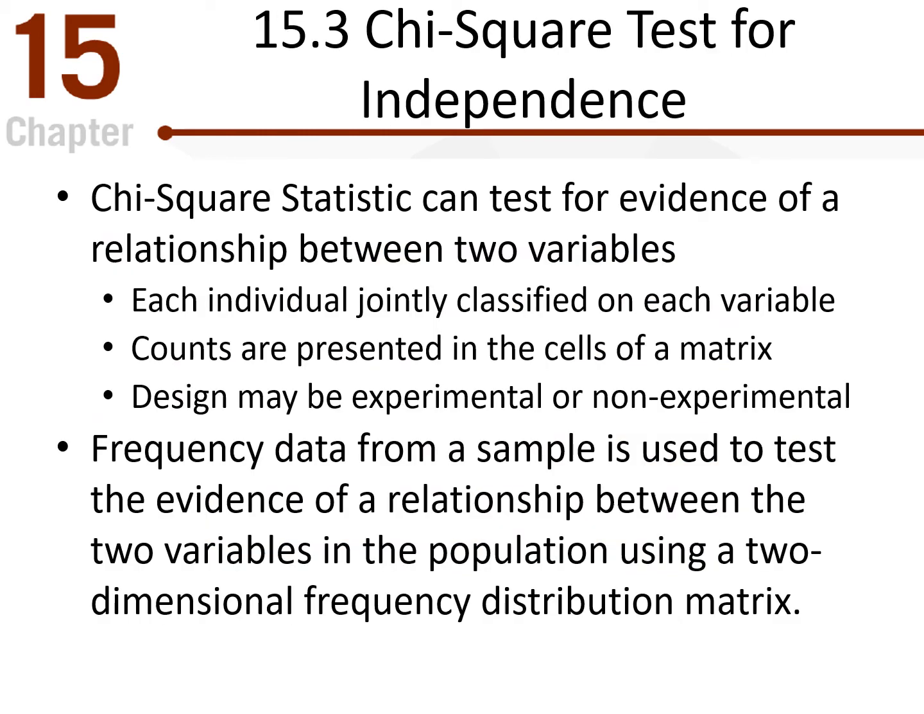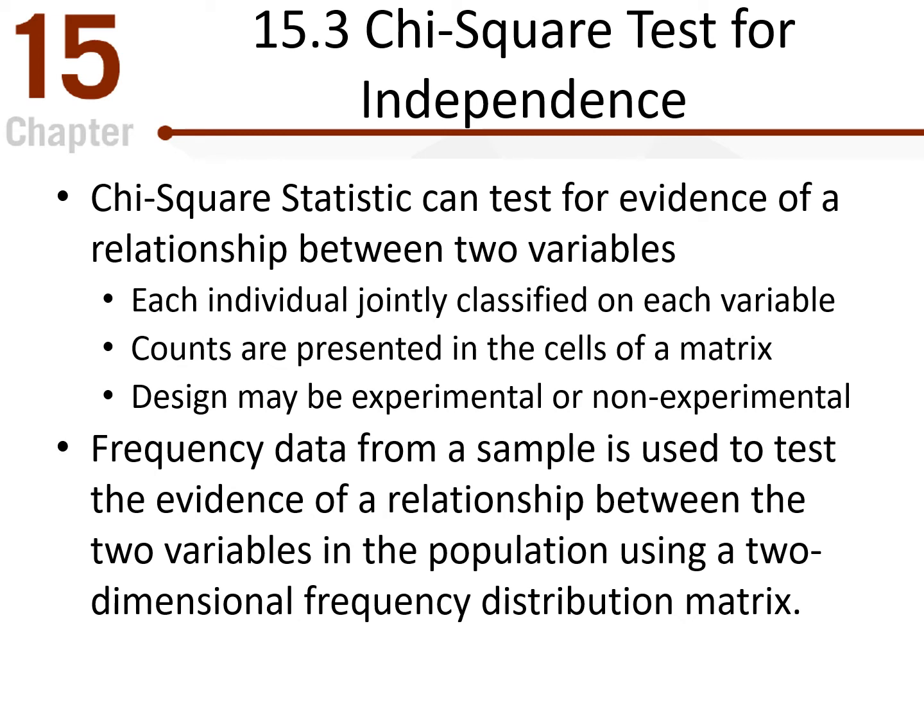Now we're going to move into the second form of chi-square called the chi-square test of independence. And this looks at a relationship between two variables that are both measured on a nominal scale. So think of this as like a correlation between two nominal variables or two categorical variables.